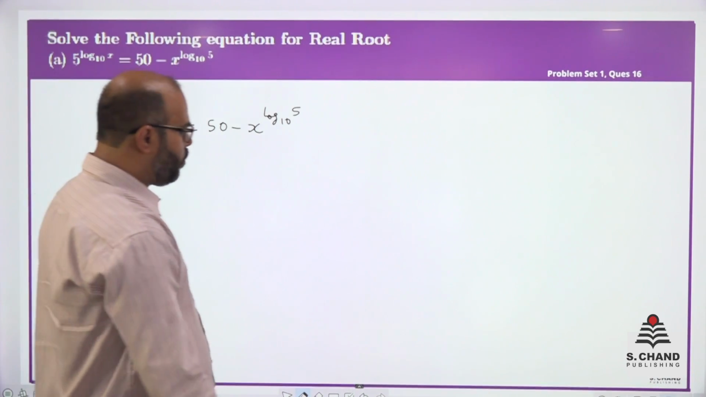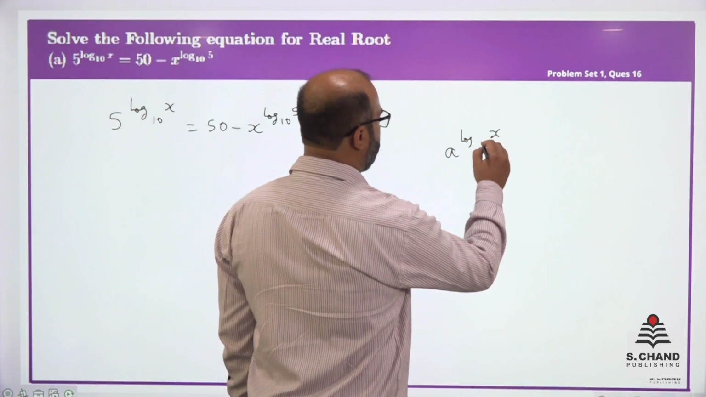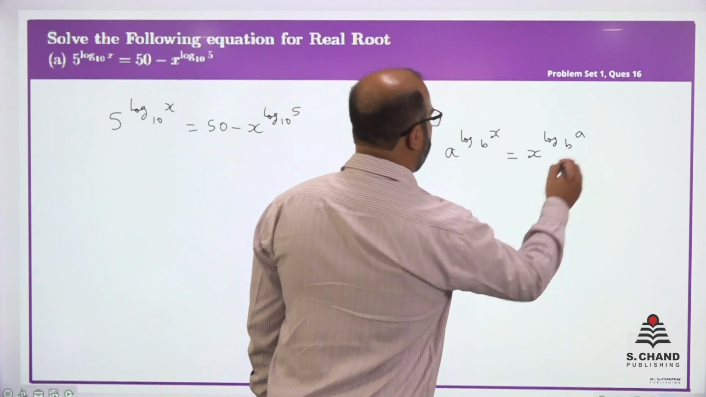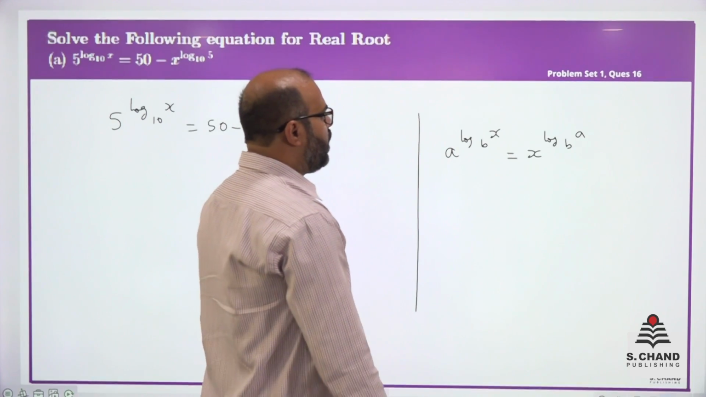Now there is a rule of log that a to the power log of x to the base b is equal to x to the power log of a to the base b. How can we prove it? There is not much difficulty in proving it.